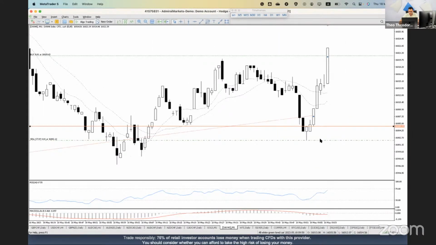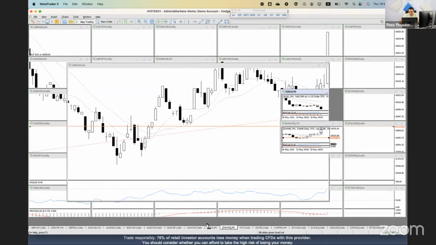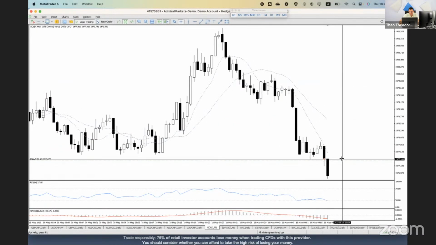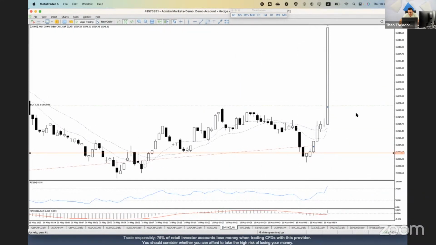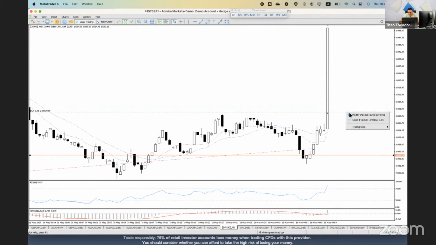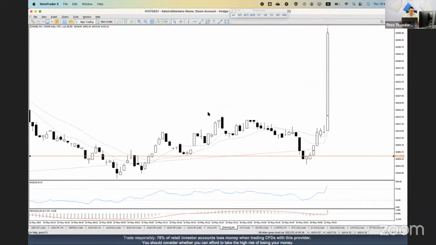DAX, we got filled to the upside, therefore I canceled the sell order. Let's see, we are active in both DAX and gold. Gold is on 5 pips profit so far. DAX, wow, guys, DAX 25, 26. I closed the position, DAX on the rally today.